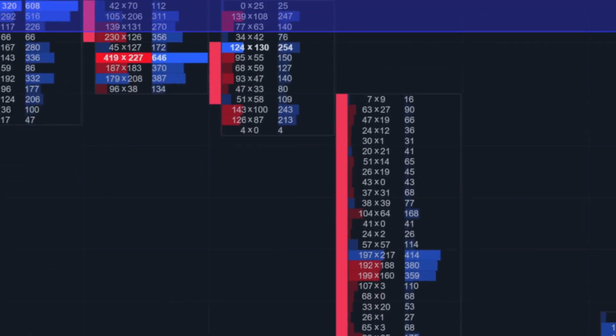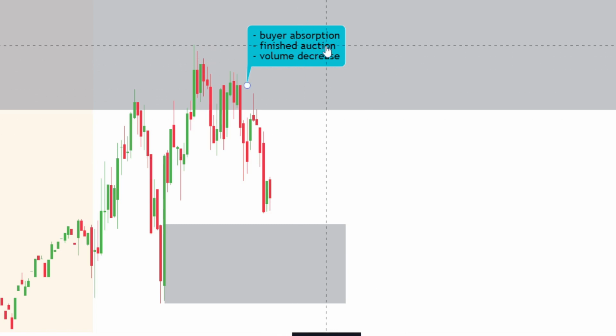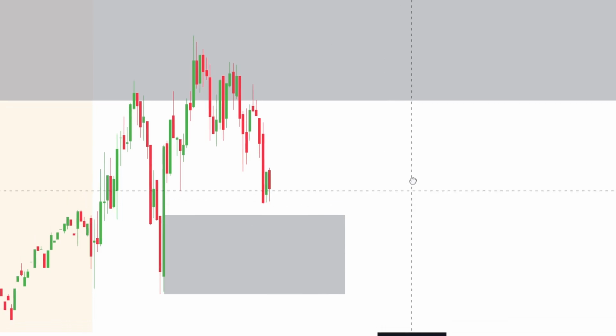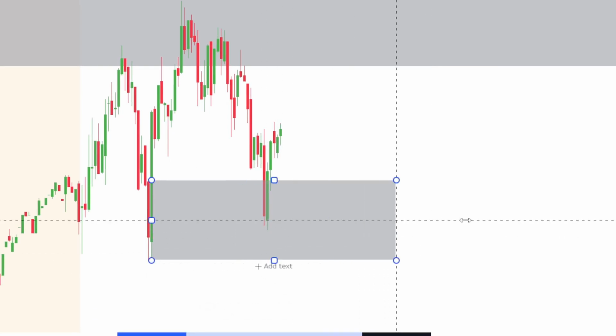So when we see a volume decrease in this region, the volume decrease means that buyers and sellers are not interested in that particular price for, in this case, the S&P 500. It shows that they're not accepting that price. They do not think it's a fair price to be trading at. Okay, so once we've seen that buyer absorption and we've seen the finished auction, we now want to assess price at this demand zone, which is where patience really comes in, right? So let's quickly speed up our video to see what we actually end up getting, right?